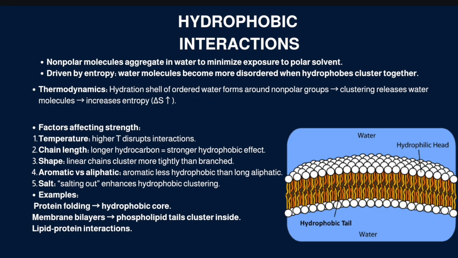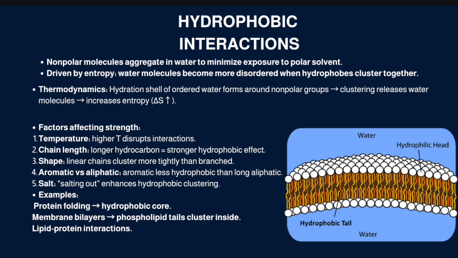Last are the hydrophobic interactions. They are non-polar molecules which aggregate in water, simply to minimize the exposure to polar solvent. So what happened? I have told you that water has a high dielectric constant. In thermodynamics, we know that a hydration shell of ordered water forms around a non-polar group, and clustering releases water molecules, increasing entropy. What does that mean? The thermodynamic rules say that there is always an increase in entropy in the universe. In any reaction there is always going to be an increase in entropy. So how do we increase that entropy, that randomness?